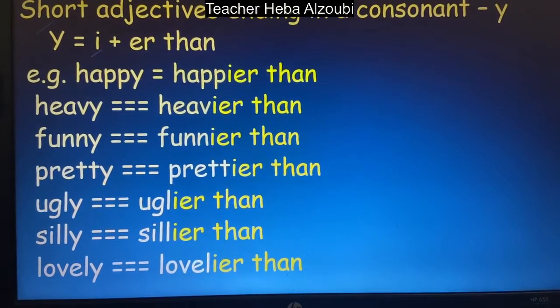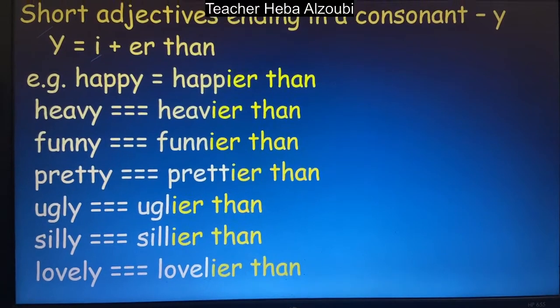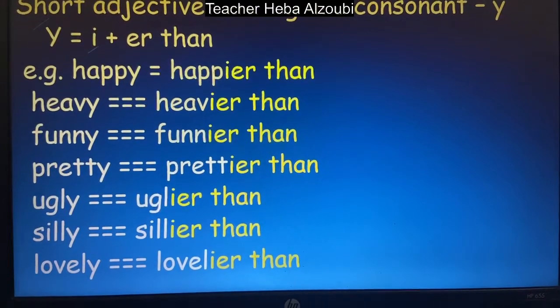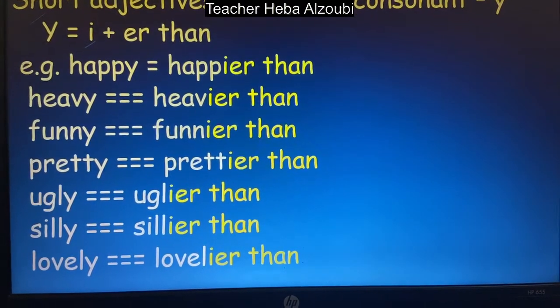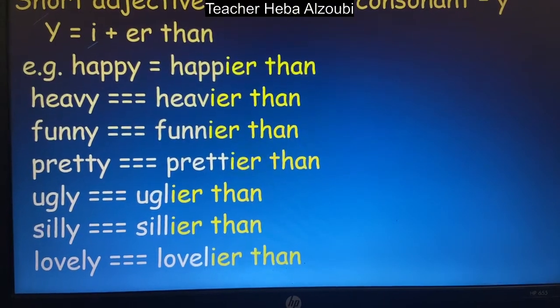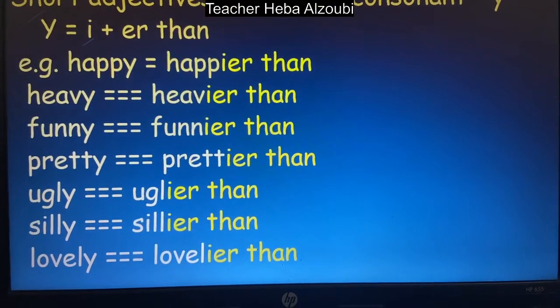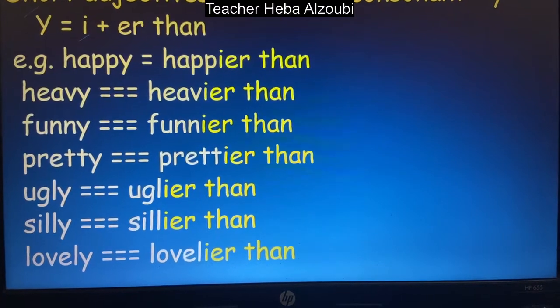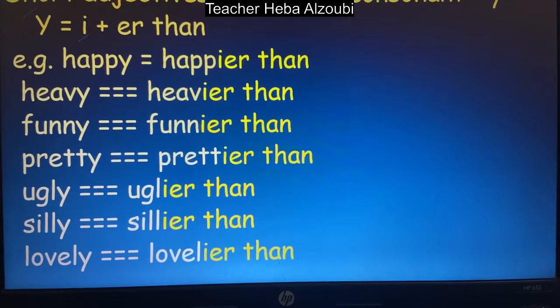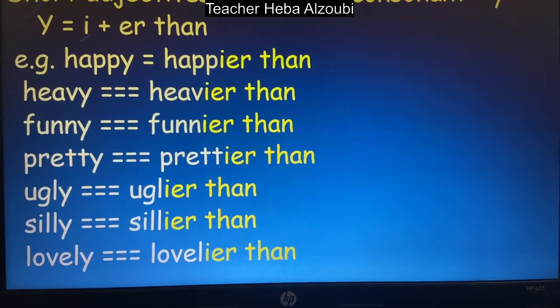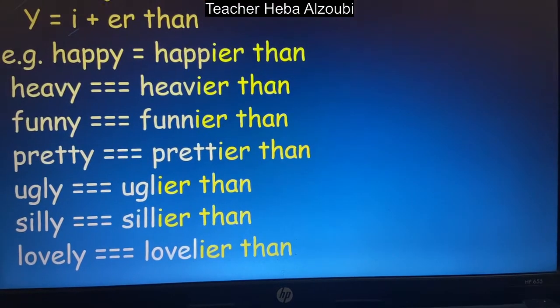So let's read them again. Happy, happier than. Heavy, heavier than. Funny, funnier than. Pretty, prettier than. Ugly, uglier than. Silly, sillier than. Lovely, lovelier than.